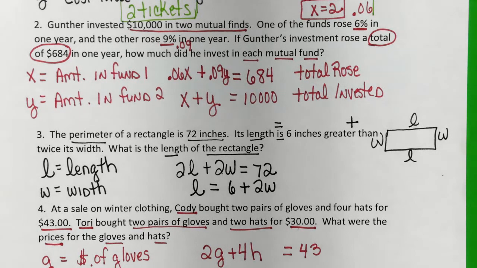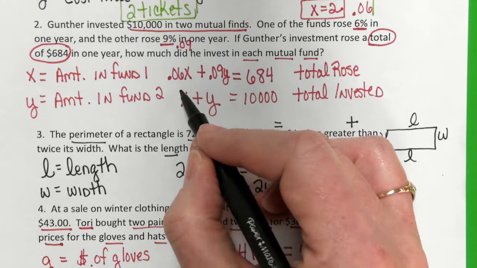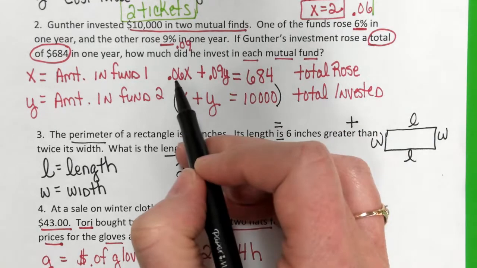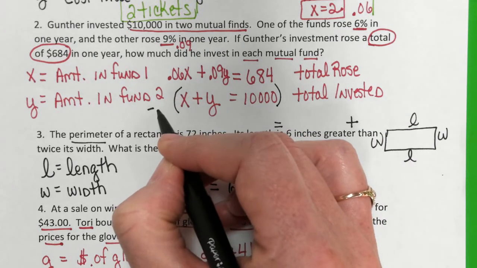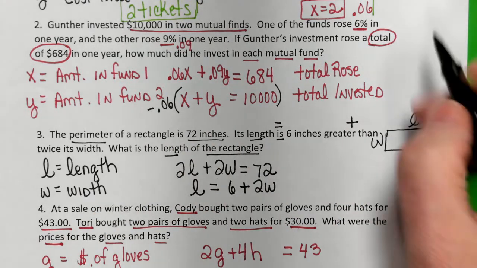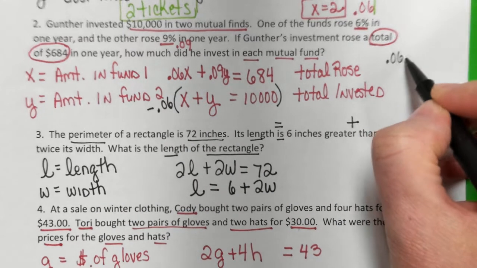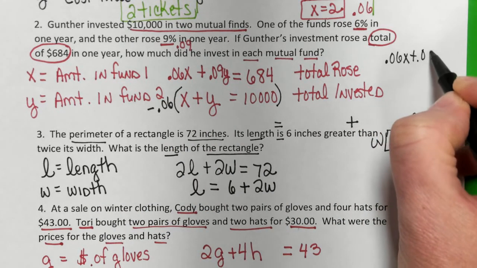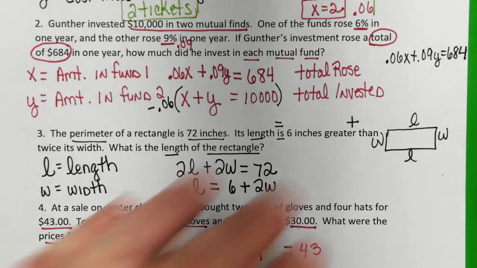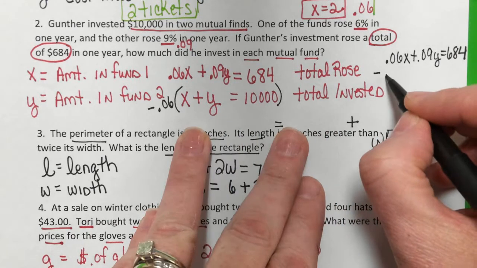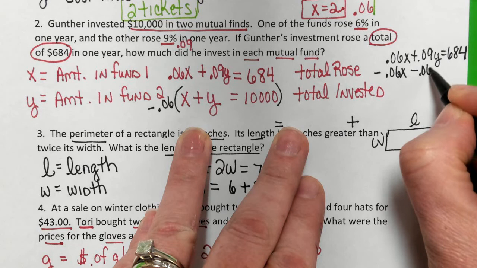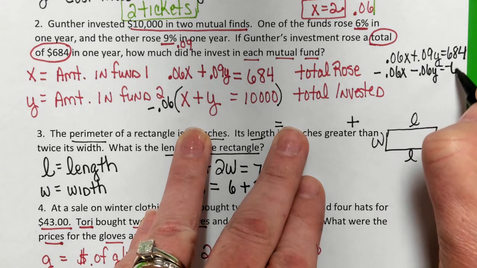So I want to show you that I would probably choose to take this bottom equation and multiply it. And I'm going to multiply it by negative 0.06. Okay? Fine if you want to do the elimination method. The result should be the same. So I'm going to go over here and try to squeeze it in on my paper. So this is going to be negative 0.06x minus 0.06y equals negative 600.